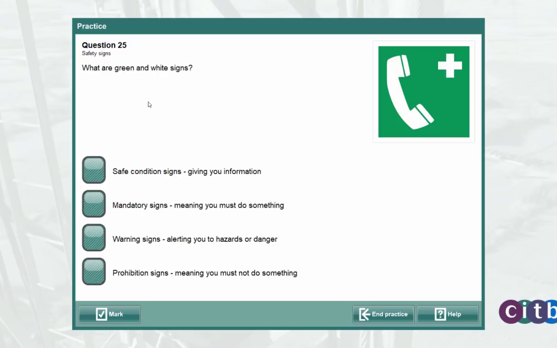What are green and white signs? Safe condition signs, giving you information. Mandatory signs, meaning you must do something. Warning signs, alerting you to hazards or danger. Prohibition signs, meaning you must not do something.